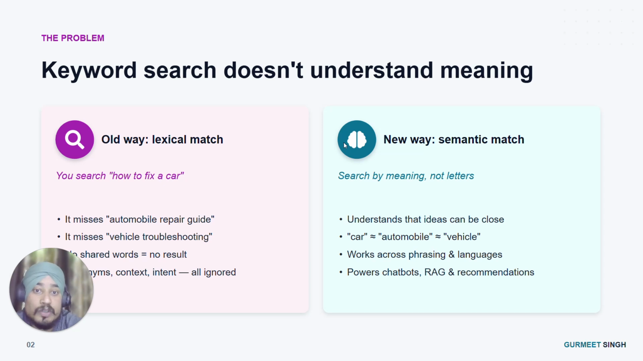The new approach flips this on its head. Instead of matching letters, we match meaning. The system understands that car, automobile, and vehicle are basically the same idea. It works across different phrasing, even across languages. And this single shift, searching by meaning, is what powers modern chatbots, recommendation engines, and the whole world of AI search. So the big question is, how do you teach a computer what meaning actually is?